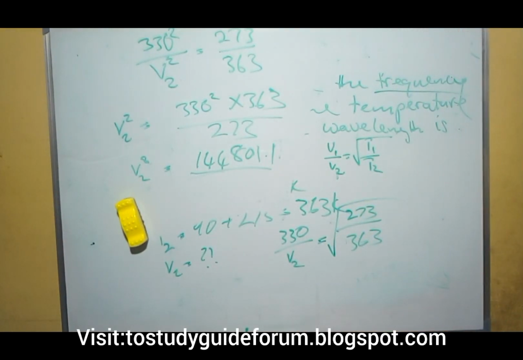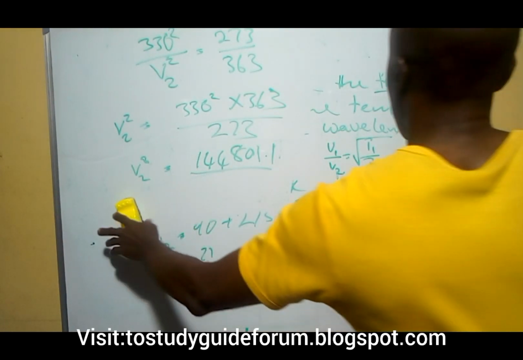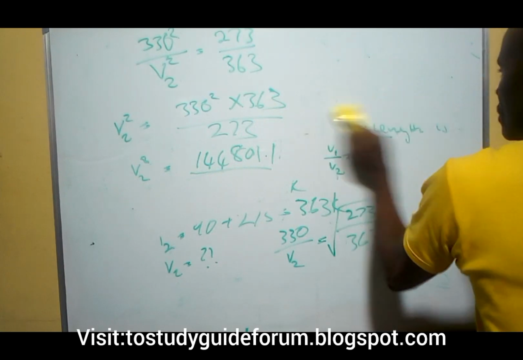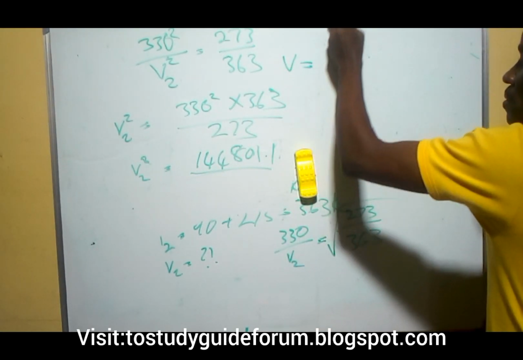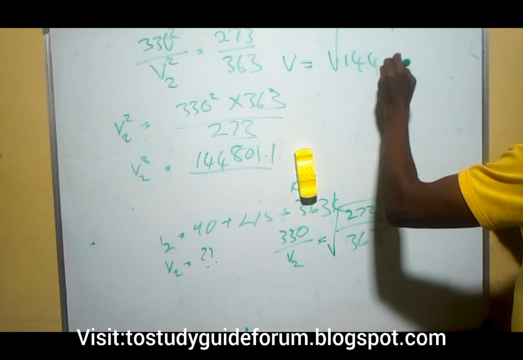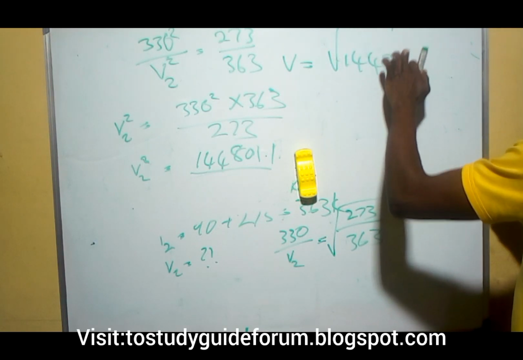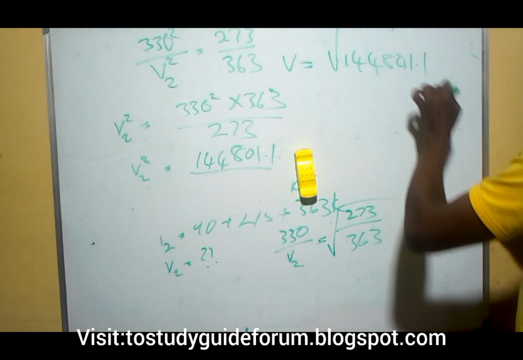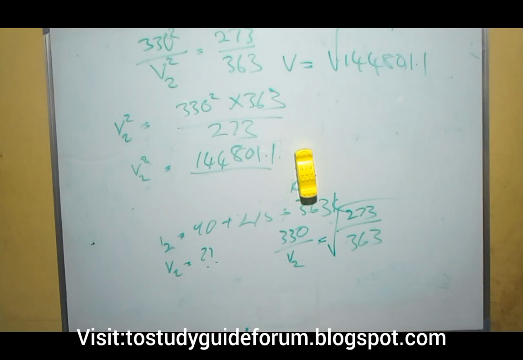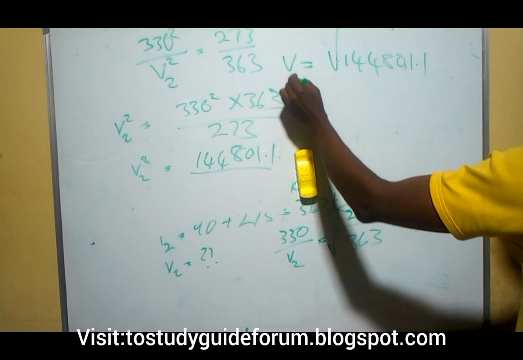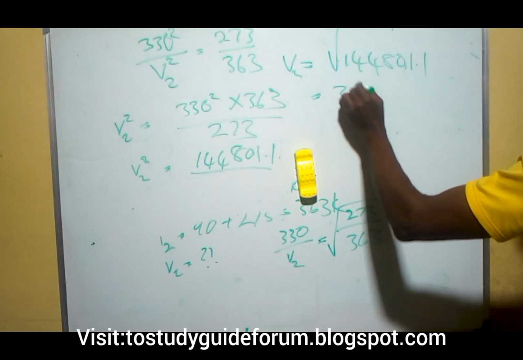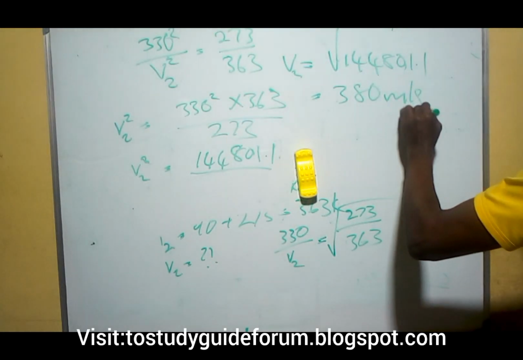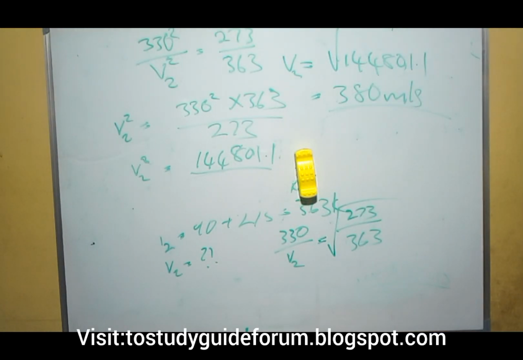And then when we get the square root of that, to get the square root, we have the square root of V2 squared. So V2 now will then be 380 meter per second. That's the velocity.